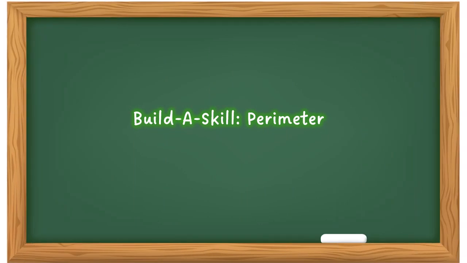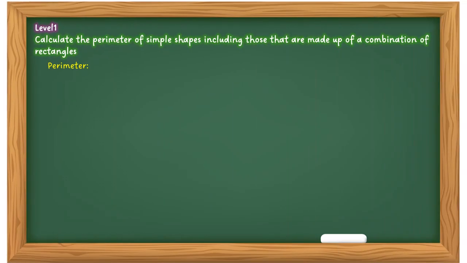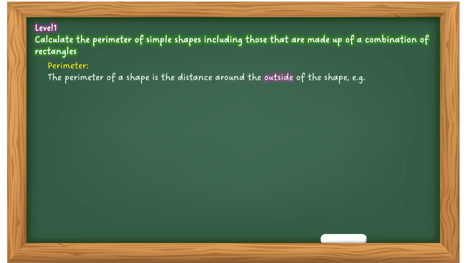Let's look at the first part of our builder skill, perimeter. We'll start at level 1 and calculate the perimeter of simple shapes, including those that are made up of a combination of rectangles. So what is a perimeter? Well, the perimeter of a shape is simply the distance around the outside of the shape. Now remember that it's the outside, not the inside edges.